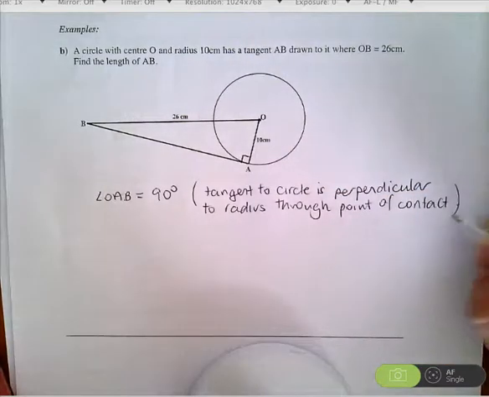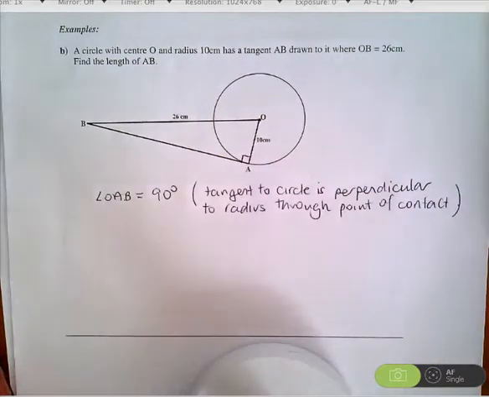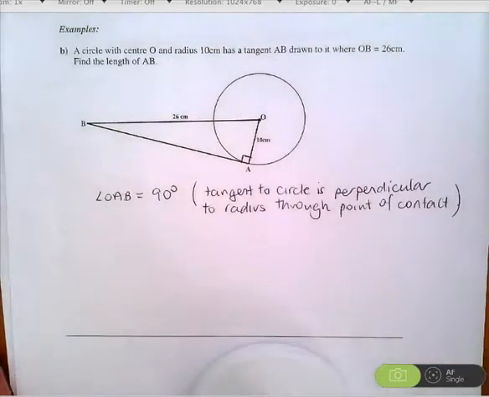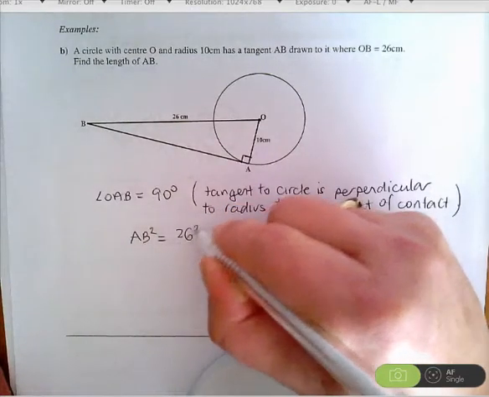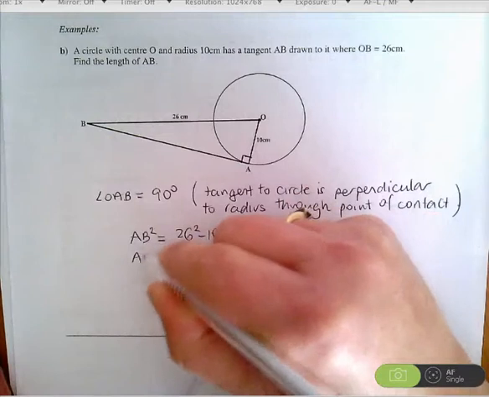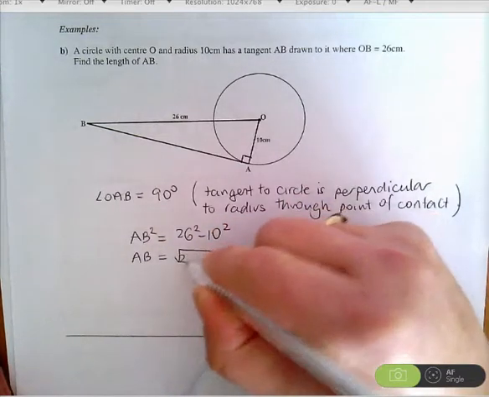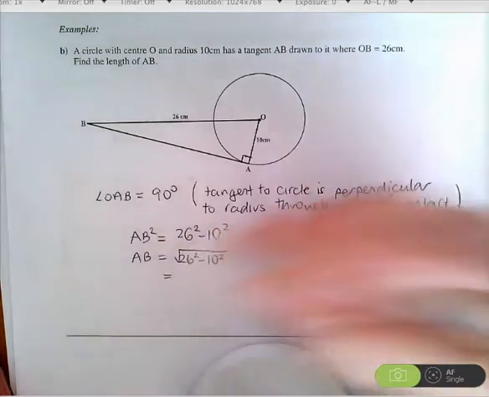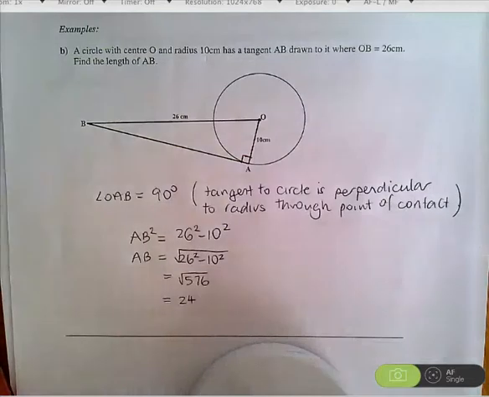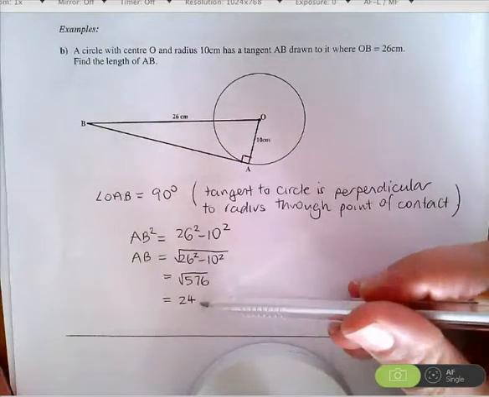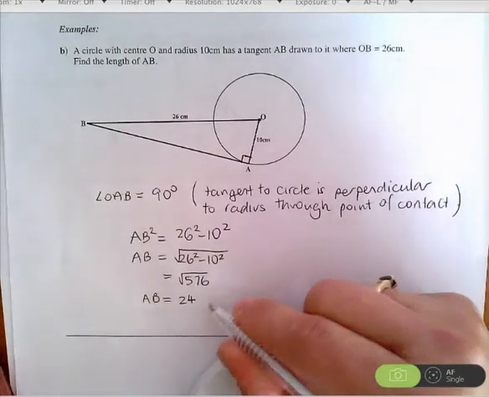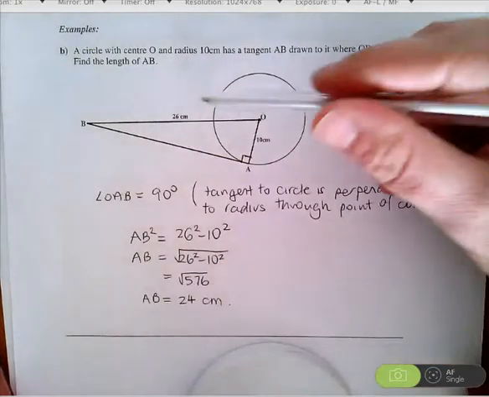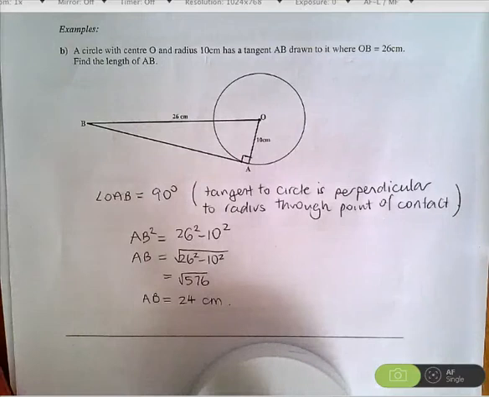And now with this one, we need to work out the length of AB. AB is the shorter side of that right angle triangle, so we can just use Pythagoras' theorem. So AB squared will be hypotenuse squared minus the other shorter side squared. So AB is going to be the square root of 26 squared minus 10 squared, which is the square root of 576, which is 24. So therefore AB is equal to 24 centimetres. Just making sure that those units are the same before you start that question.